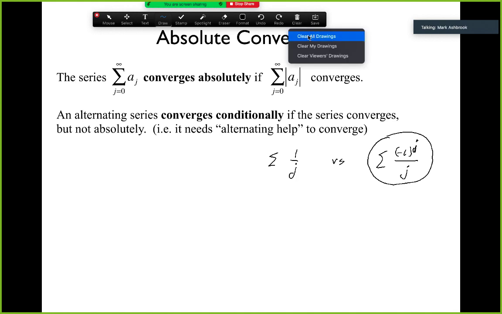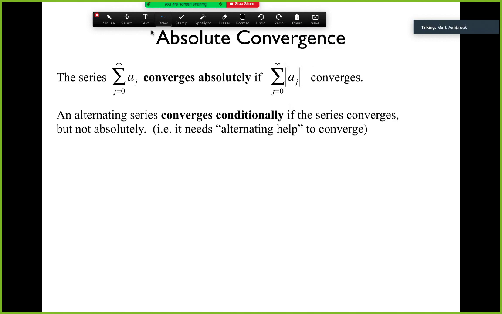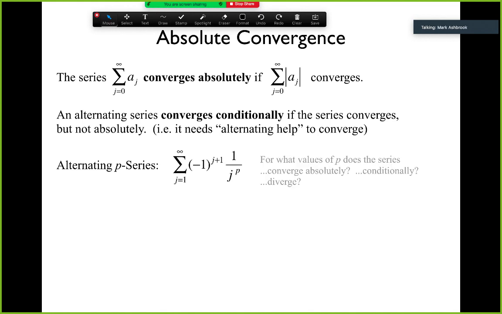So that's the most obvious example. So what about this? Let's look at the alternating P series just in general. For what values of P will the series converge absolutely, conditionally, or diverge? Here's a couple examples.